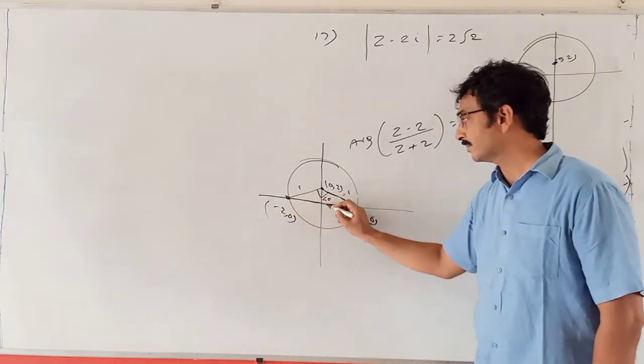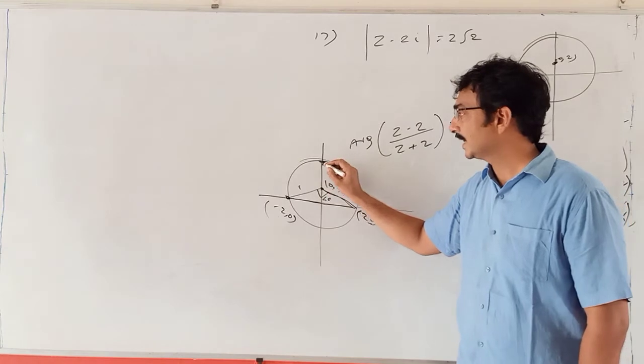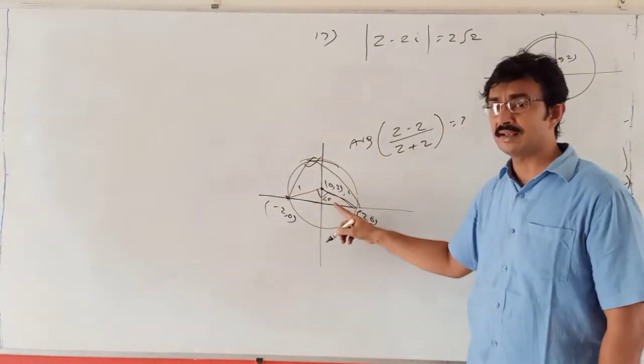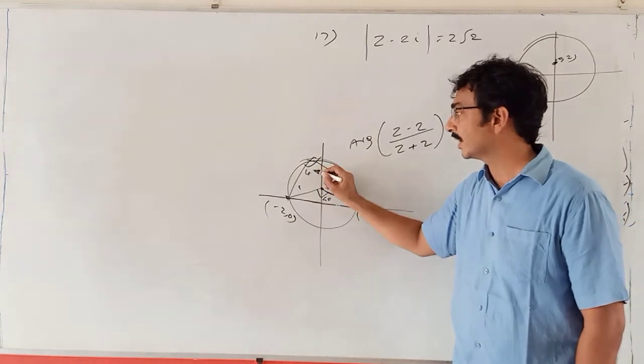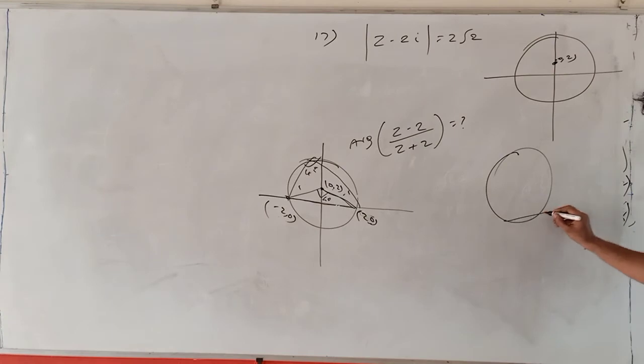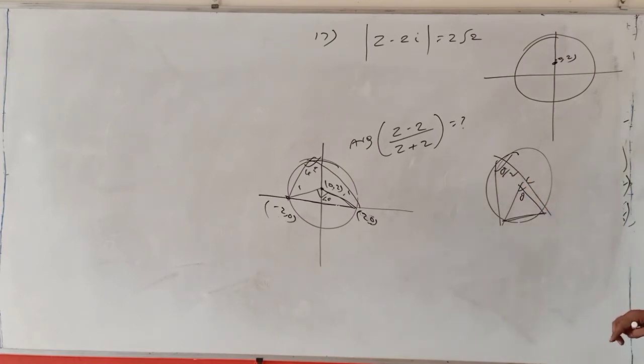So a chord subtends theta at the center, then at any point on the circle it is half of this angle. 90 half is 45 degrees. So the answer is 45. See, if a chord subtends theta at the center of the circle, then the same chord subtends at any point of the circle half of this one, meaning theta by 2. Okay, that is it.